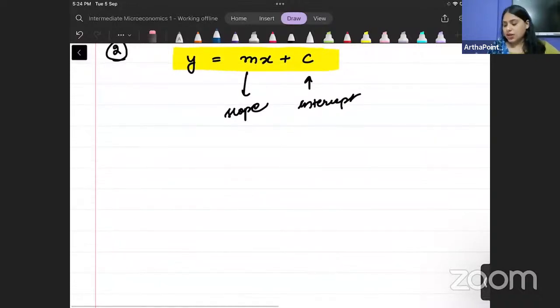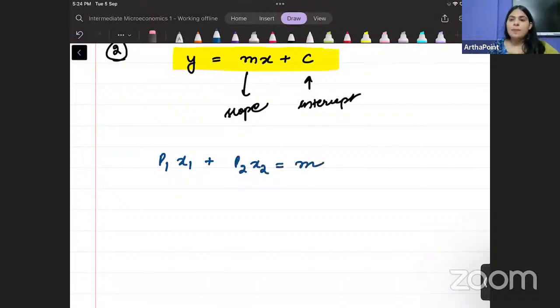Acha, write this budget line. What is your budget line? P1 x1 plus P2 x2 is equal to m. I have to just keep जो भी y axis पे variable आ रहा है ना, सिर्फ वो एक side पे रखना है. What is coming on the y axis? I am getting x2 on the y axis. So I will only keep x2.